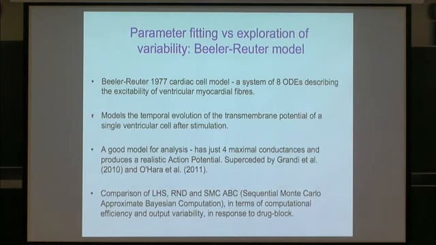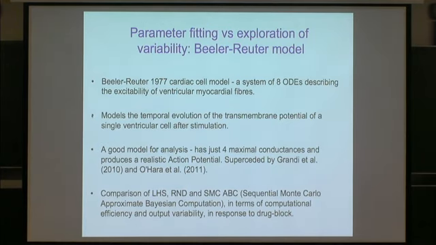So we took a cardiac cell model, it's called the Beeler-Reuter model. So it's 40 years old now, but it still produces a very nice action potential. So it's a very good model. It's just there are more sophisticated models now. So it's just a system of 8 ordinary differential equations that describes the excitability of a ventricular myocyte. There are much more sophisticated models now, but this is still a very good model. And so we chose that model so that we could compare our different sampling strategies in order to build our population of models.